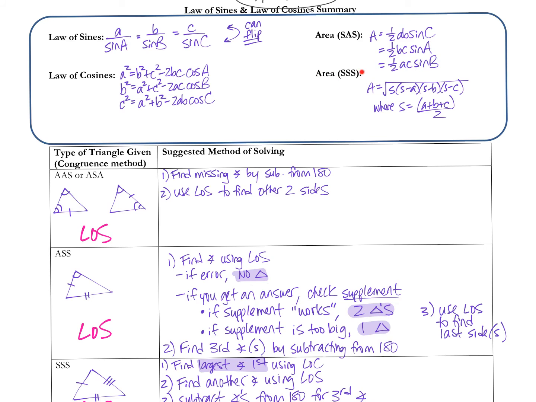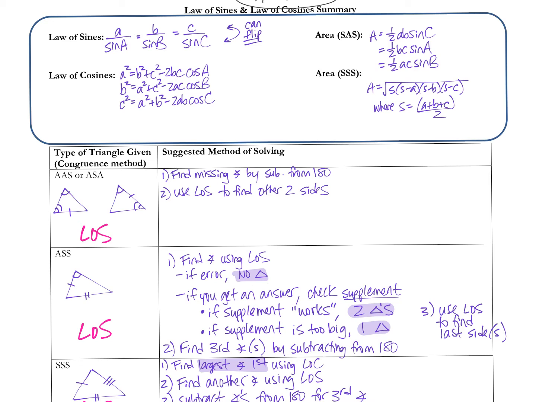This one I talked about in the video you had for homework last night. That's the semi-perimeter that you have to find. That means add up all the sides, divide by two. And then whatever that S number is goes into this formula, and you can find the area a lot quicker than doing anything else. This is the SAS area formula, which is really simple and easy to use also, just depending on what you're given. If you have SAS, use this. If you have SSS, use this.